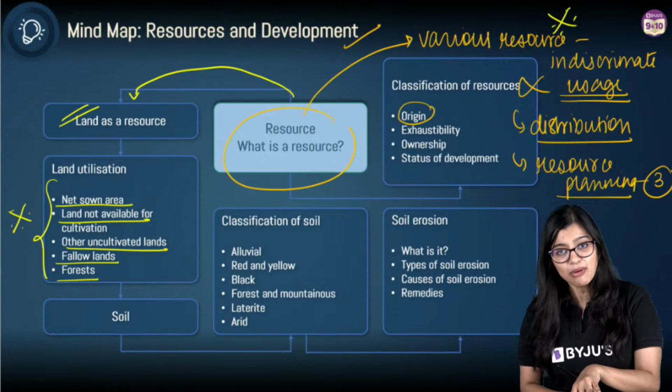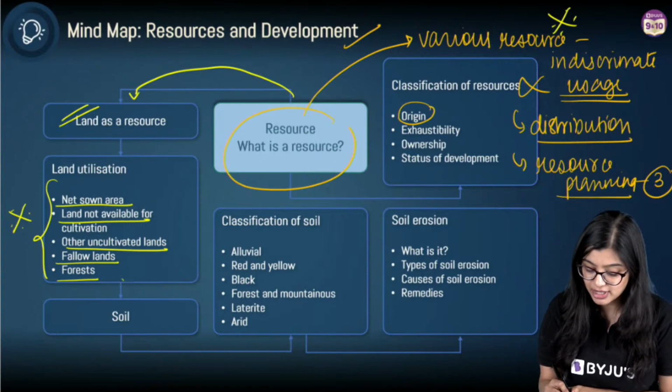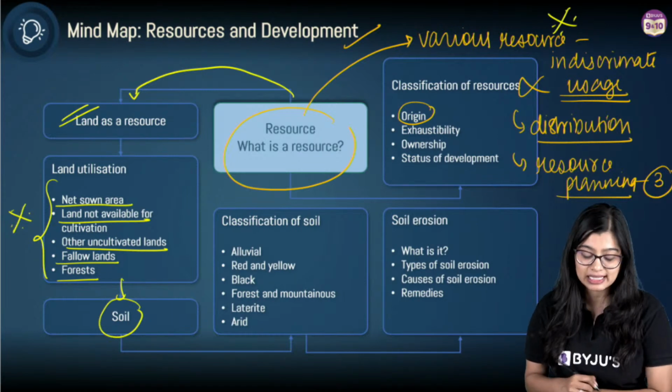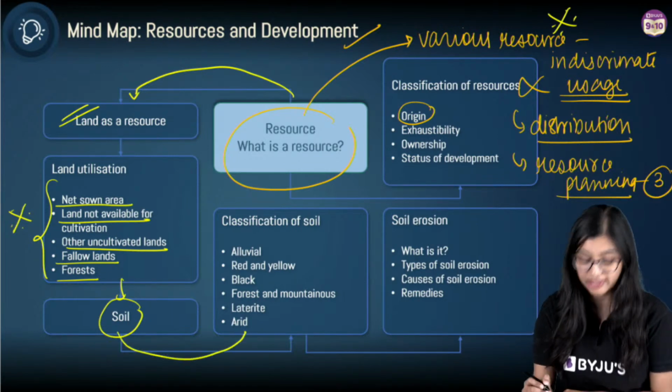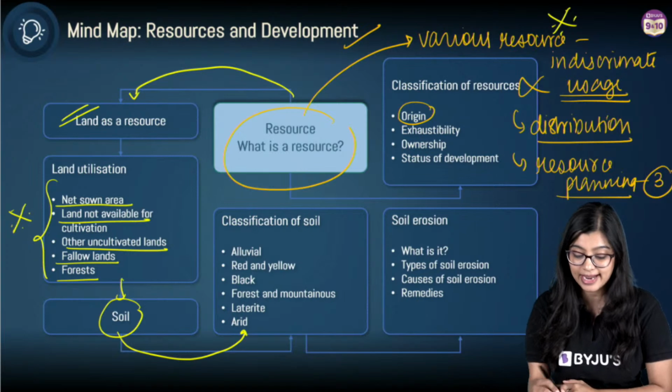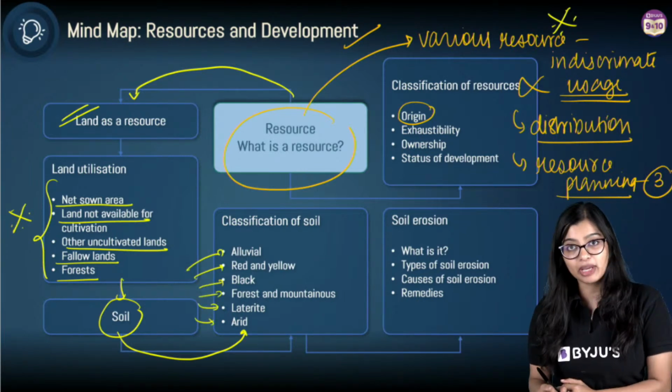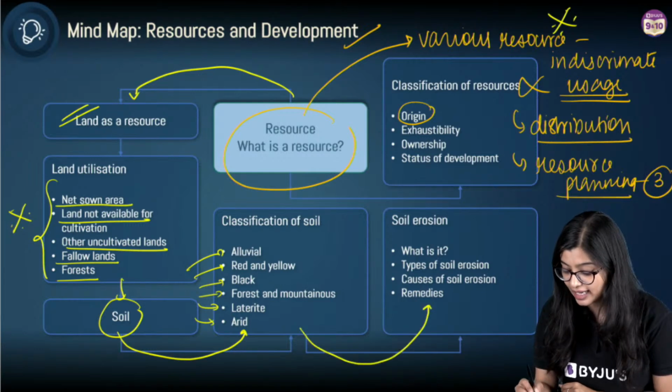Yes. Now, of course, apart from this, we learnt about soil as a resource, right? We've learnt what soil is and how soil can be categorized. So, we have various classifications of soil, and over a period of time, we know that there has been soil erosion, right?